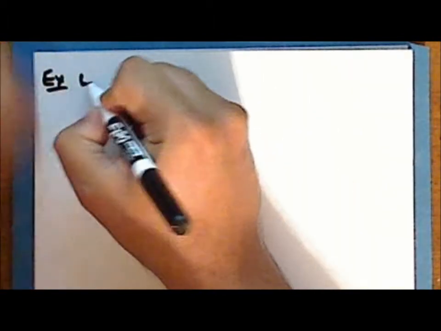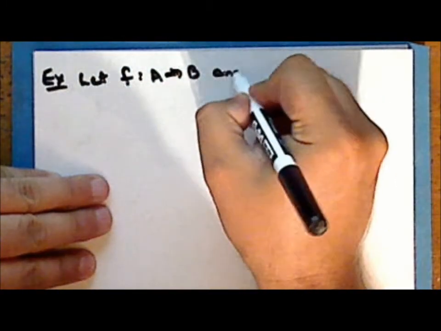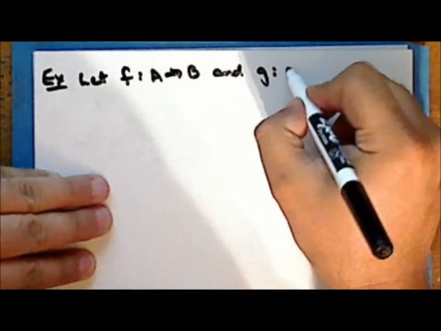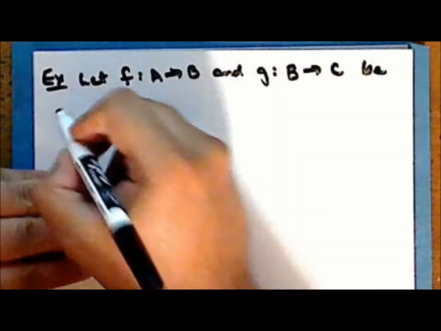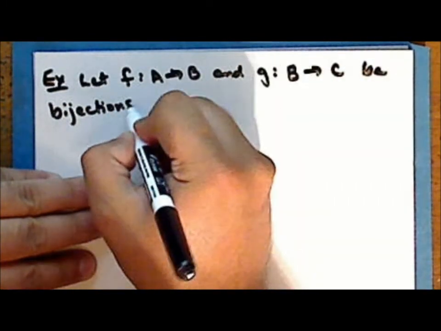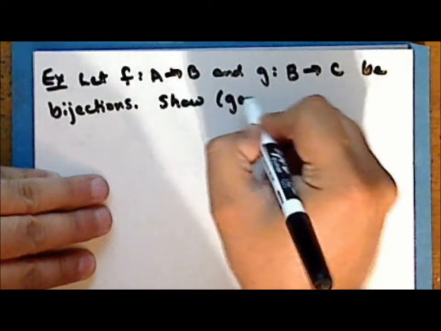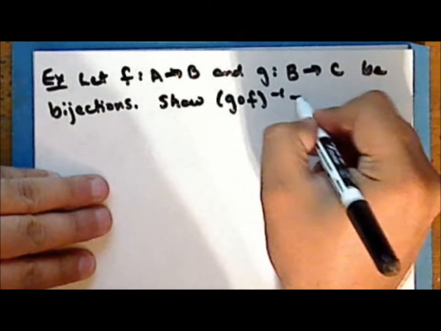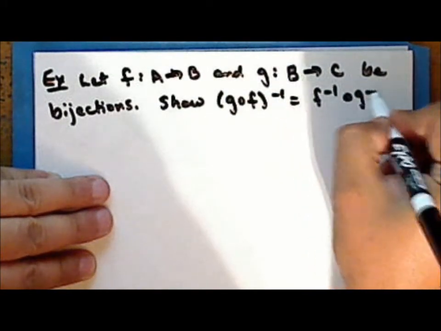Okay, so as an exercise, let f, which is a function from the set A into the set B, and g, which is a function from the set B into the set C, be bijections. Show that the inverse of the composition g of f is the composition f inverse of g inverse.